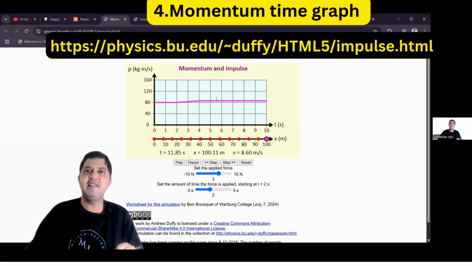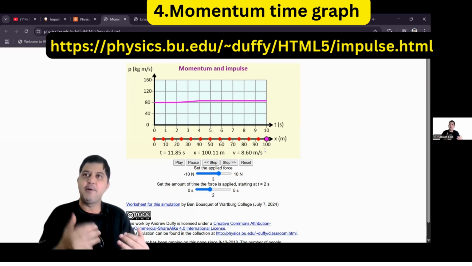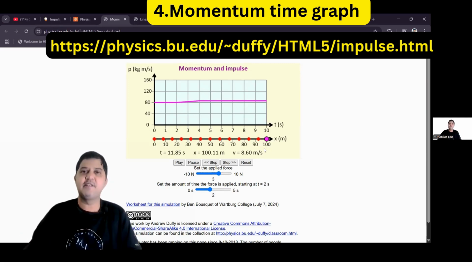But why is it not increasing or decreasing? Because there is no friction or any other applied force, no opposing force, no aiding force. So it remains the same, right?